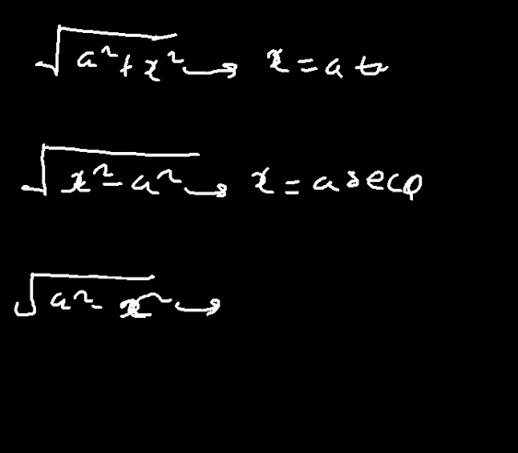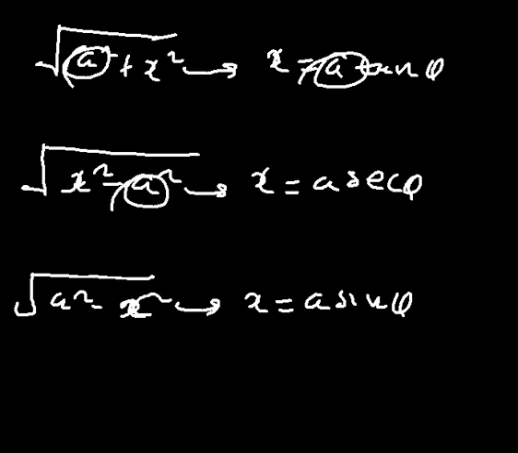The first case has to be tan theta. And now this case has to be given as x is equal to a sin theta. In all cases, a corresponds to the base of the constants. So these are the keys that we use whenever we are transforming expressions from algebraic expressions to trigonometric expressions.